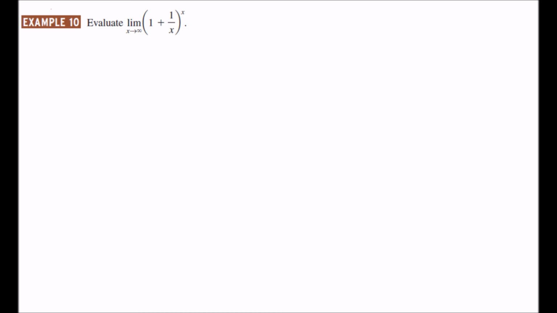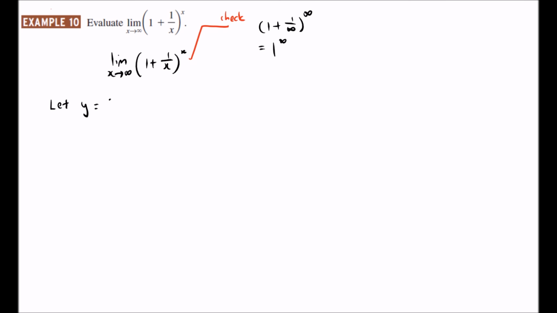So first we do checking, or write down the question first. So we check, right? You get 1 plus 1 over infinity, power infinity. So of course you get 1 power infinity, which is the indeterminate form for this type of question. Similarly, same thing as before, we let y equal 1 plus 1 over x, power x.